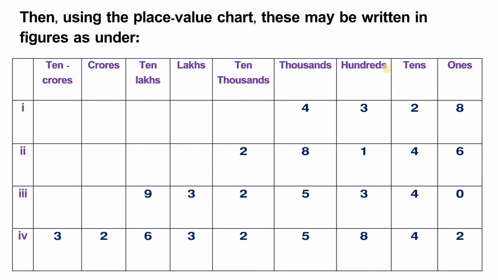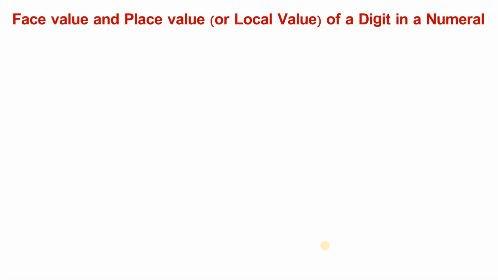Using the place value chart, the above numerals can be figured as: 4,328, 28,146, 93 lakhs 25,340, 32 crore 63 lakhs 25,842. Okay, now let us see face values and the place values of a digit in a numeral. We have another name for the place value, which is local value.